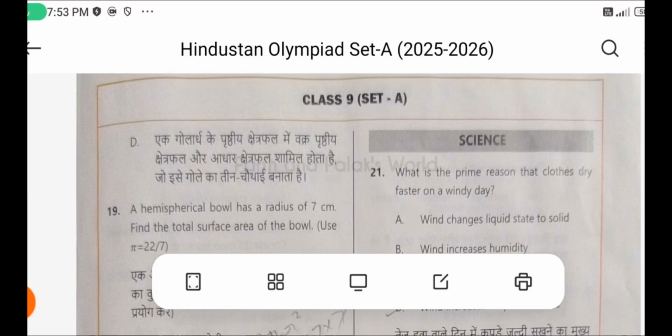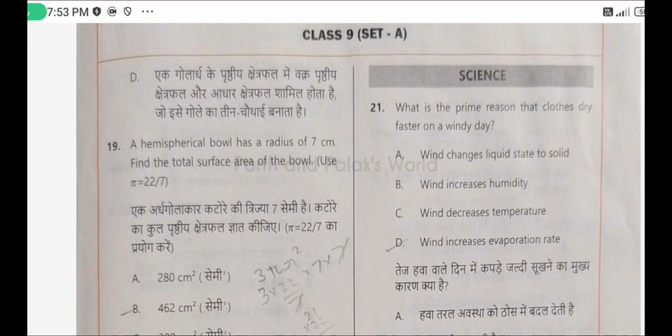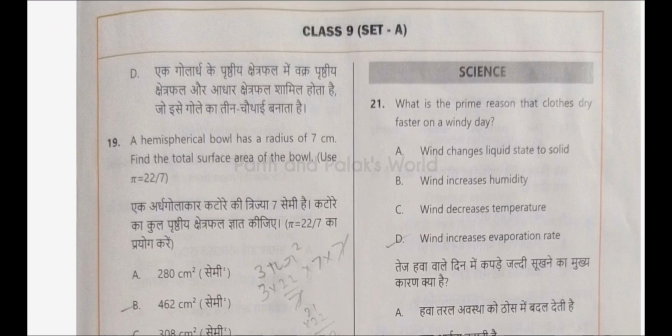Talking about question number 21, in the science section. Now we have reached the science section. Now I would like you all to tell me how many marks you scored in the mathematics part. Please write your marks in the comment box.